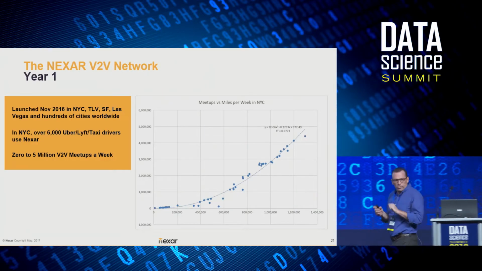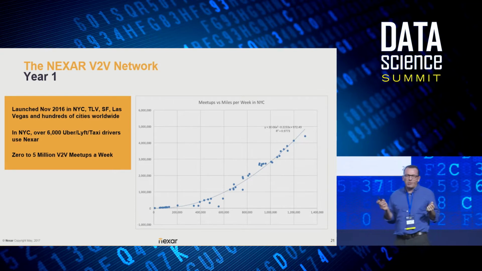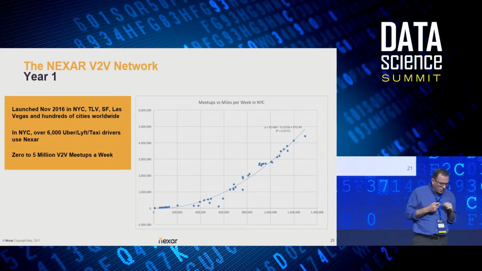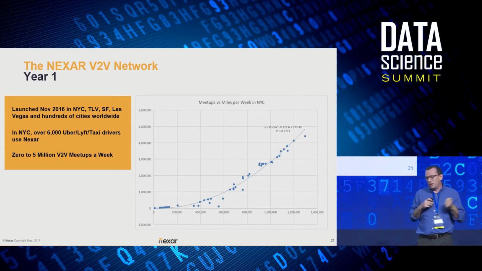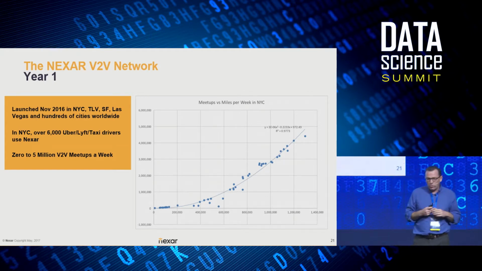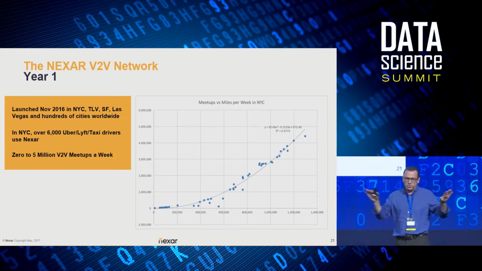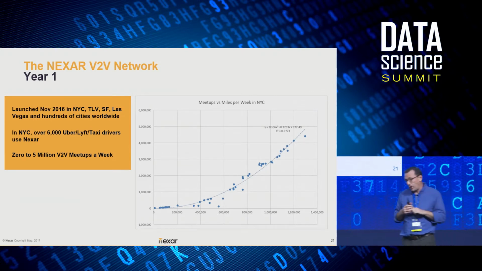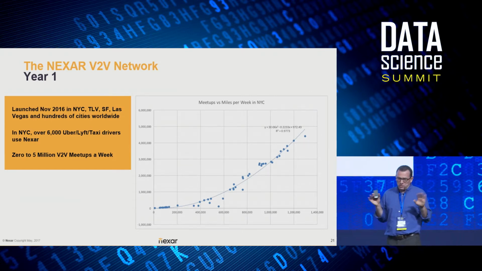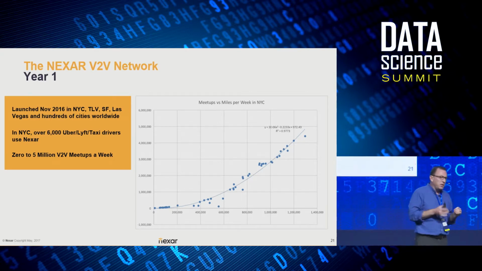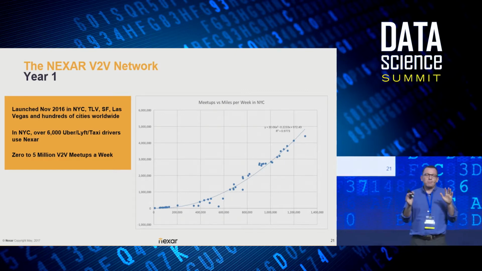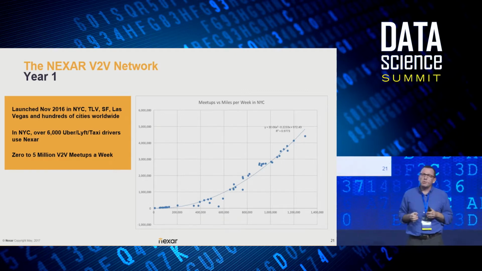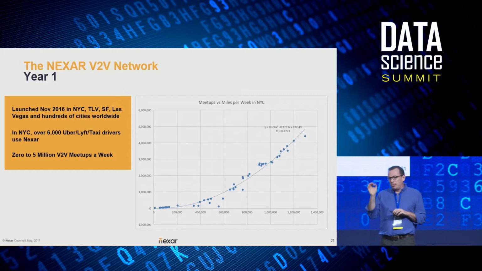All right, just before I summarize, I want to talk a little bit about where Nexar is and where we're headed. Nexar launched the V2V network a little bit more than a year ago in New York, and then we spread to other cities in the US and other locations. We got to a few thousand drivers in New York. And the interesting thing is that with thousands of drivers, there are some intersections where we have a Nexar driver visiting every 2 minutes.